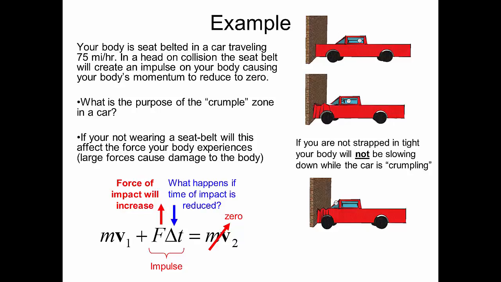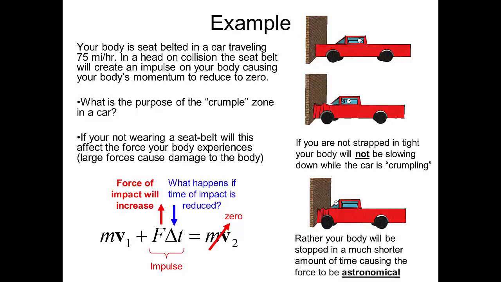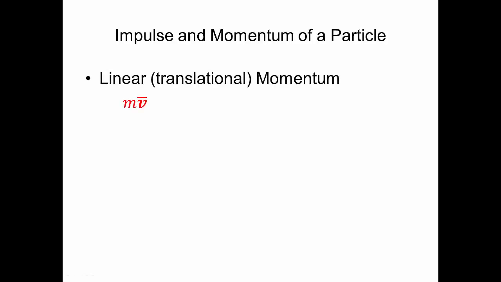So what if we're not strapped in tight into our seatbelt? Then our body will not be slowing down while the car is crumpling. Our body keeps the momentum that it has until it strikes another object. Your body will be stopped in a much shorter amount of time, which causes the forces acting on your body to be astronomical. So it's very beneficial to wear your seatbelt and trust the design of the vehicle that the crumple zone is going to extend the time of impact, reducing the force that's exerted on the body during the slowing of the momentum.